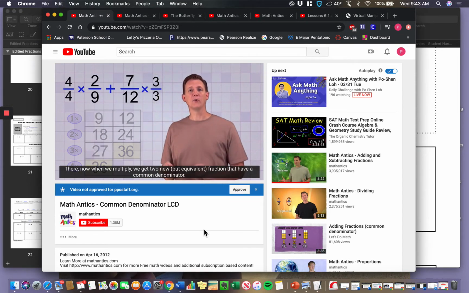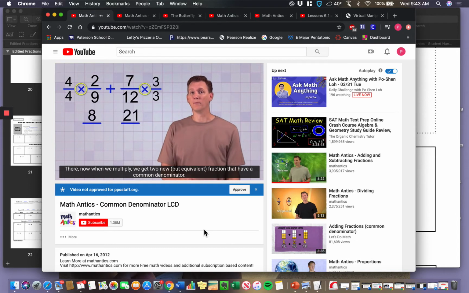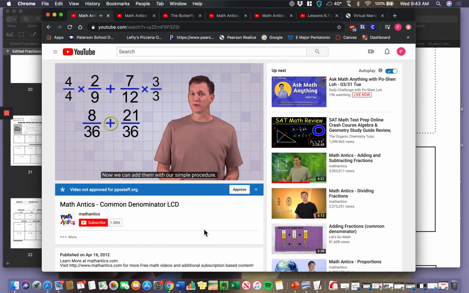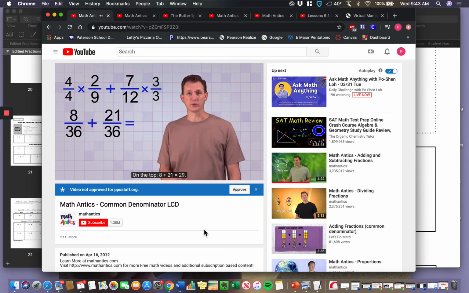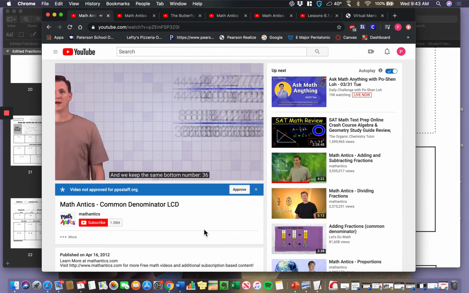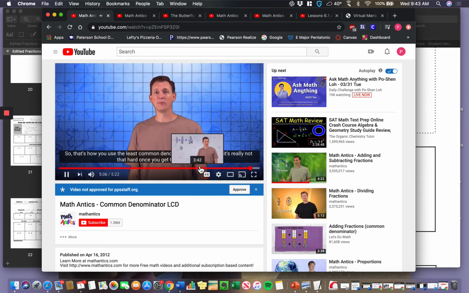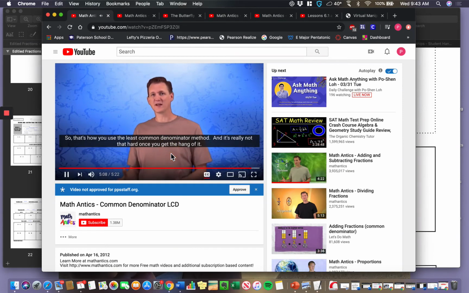There. Now when we multiply, we get two new but equivalent fractions that have a common denominator. Now we can add them with our simple procedure. On the top, 8 plus 21 equals 29, and we keep the same bottom number, 36. So that's how you use the least common denominator method. And it's really not that hard once you get the hang of it.